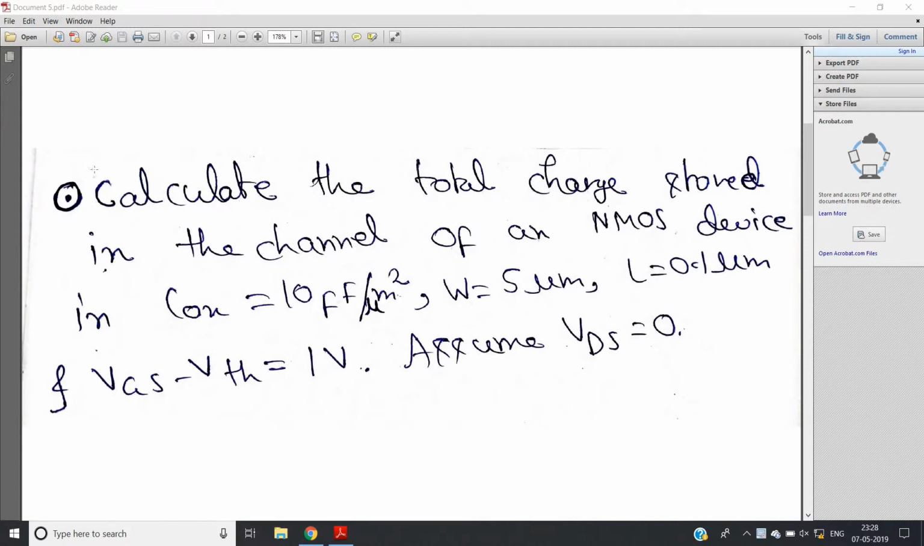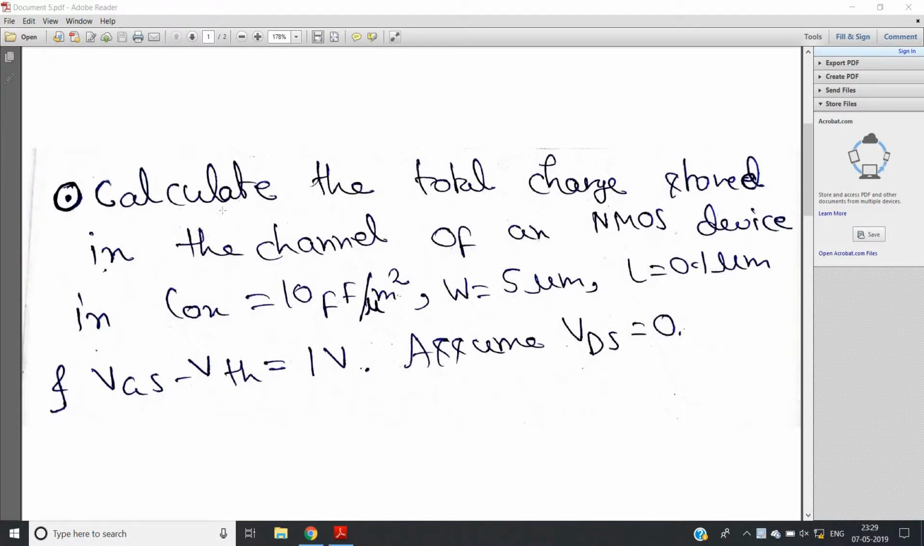Hello friends, in my previous video I have already derived the drain current expression for MOSFET in case of linear and saturation region. There we have used the concept of the total amount of charges present in the channel while deriving the drain currents. So related to that topic, let us try to solve one numerical in this video.